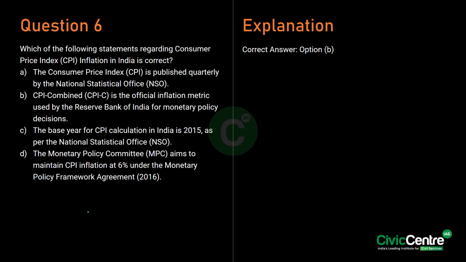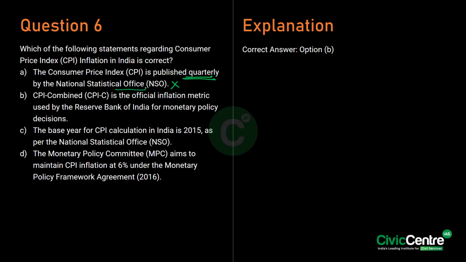Now moving on to the next question, which talks about the Consumer Price Index, or CPI inflation. See, CPI inflation measures the rise in the retail prices of goods and services over time, impacting consumers directly. The National Statistical Office calculates CPI monthly with 2012 as the base year. So this makes option A wrong because it says quarterly, though the organization is correct, which makes the first option, A, wrong.